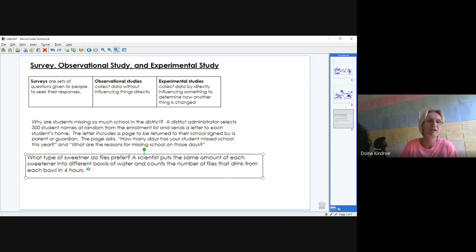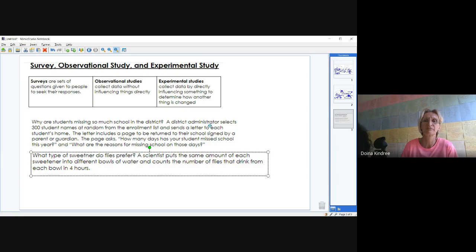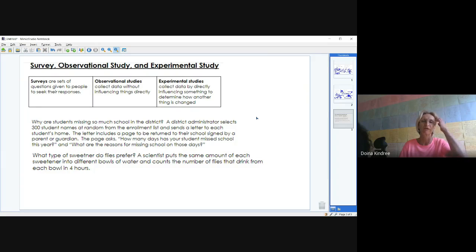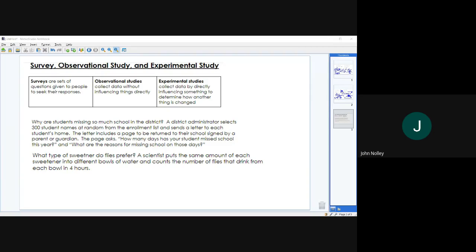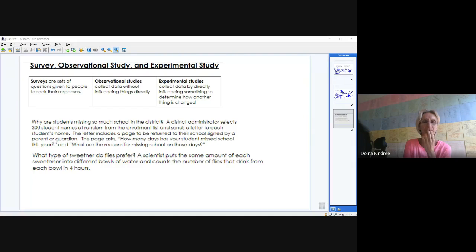It's okay. So we have another problem now, another example. Let's read this one and see what happens here. All right. So John, you're still with us? And we have Jada and Sahar and Vanessa. So, John, would you please read the next problem? What type of sweetener do flies prefer? A scientist puts the same amount of each sweetener into different bowls of water and counts the number of flies that drink from each bowl in 4 hours.